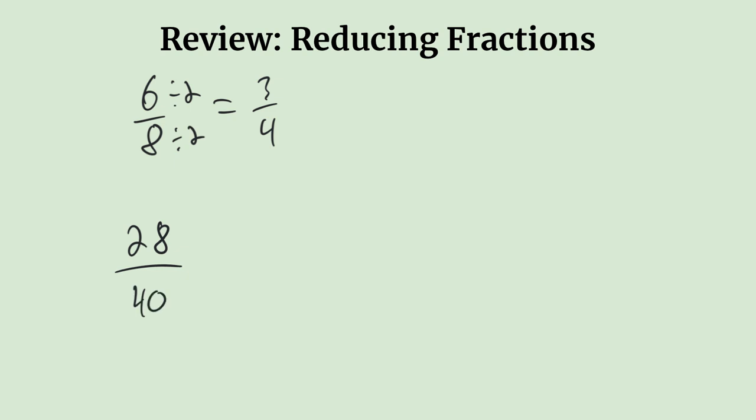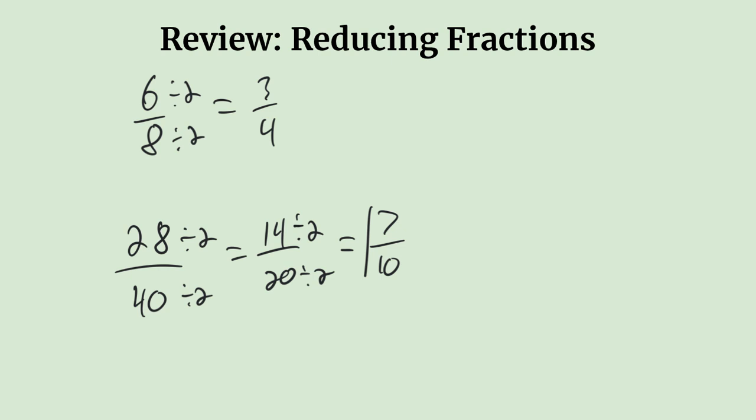For reducing fractions, if we have 6/8, we look at what goes into 6 and 8. Here it would be 2, so we would get 3/4. If we have 28 over 40, sometimes you might not see the best number, so you can start with whatever you see. I know 2 goes into both of these, so we get 14 over 20, and I can see 2 goes into them again, so we get 7 over 10.